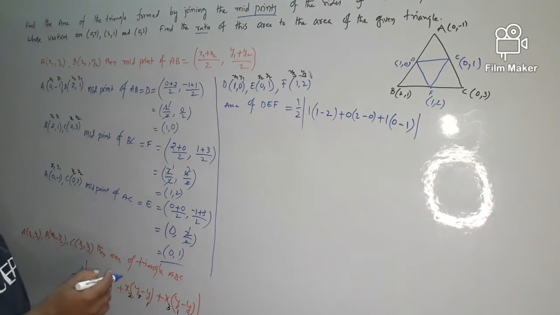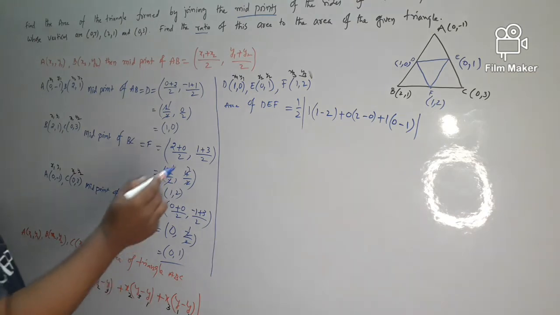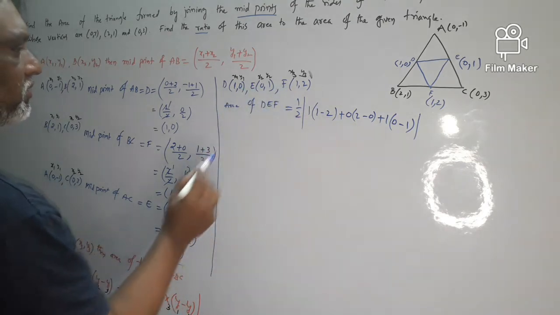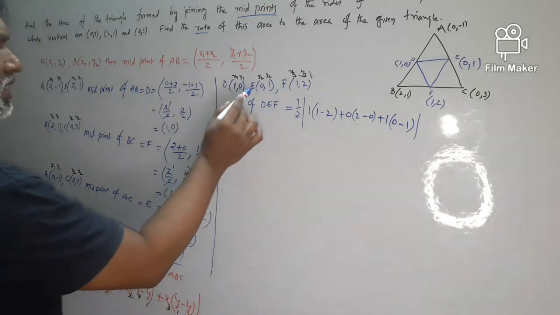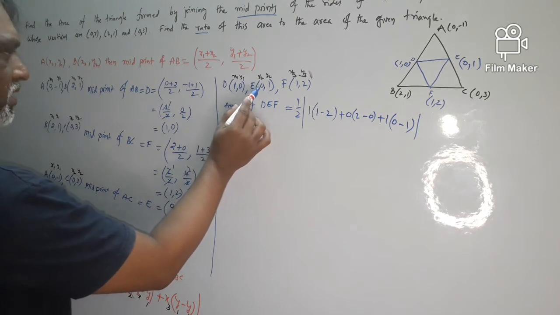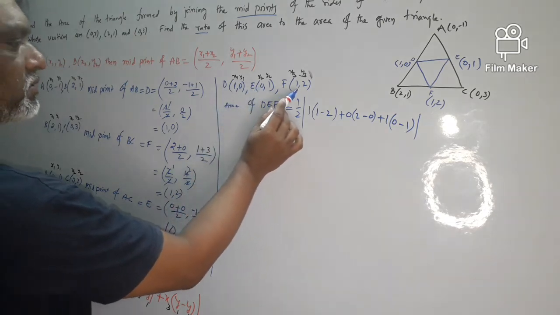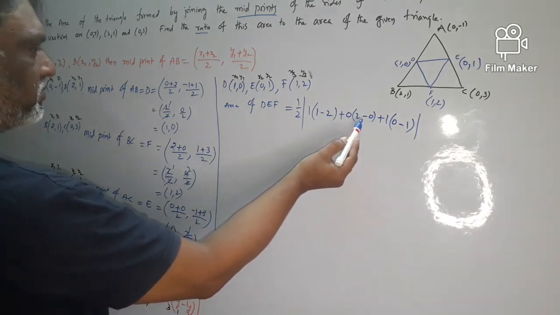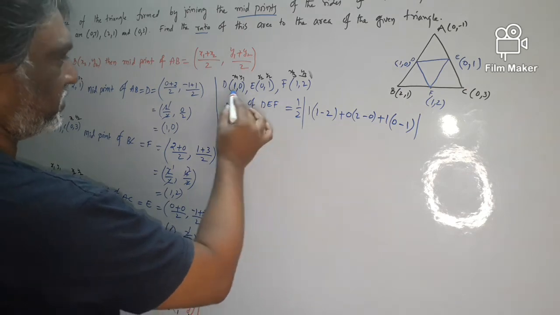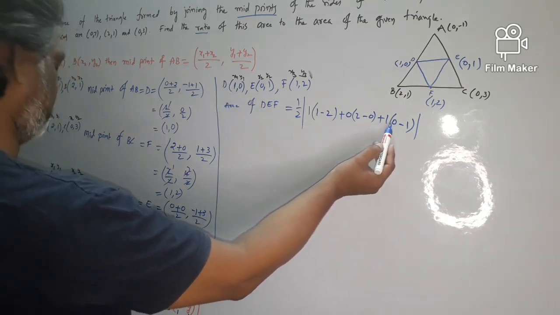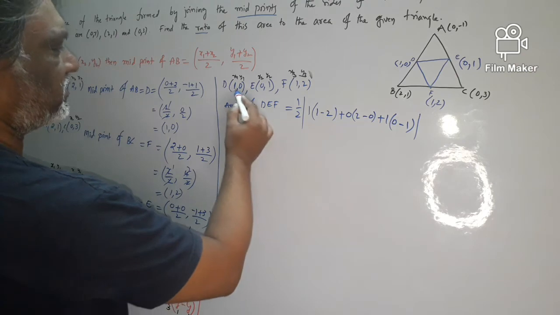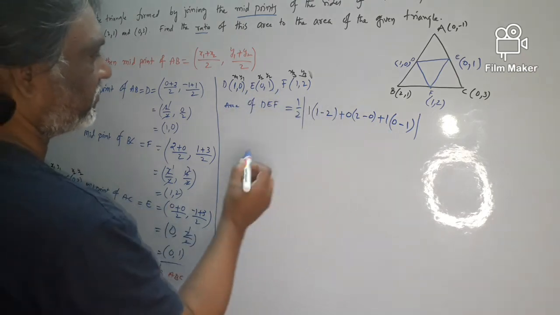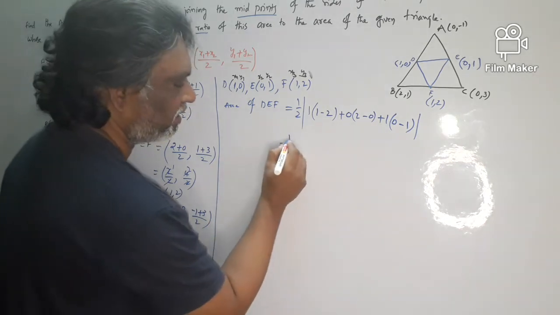Okay? x1 is 1. Okay. y2 is 1. Okay. y3 is 2. Okay. y3 is 2. Okay. y1 is 0. Okay. Next, y1 is 0. Okay. Next, y2 is 1. Okay. Now simplify.